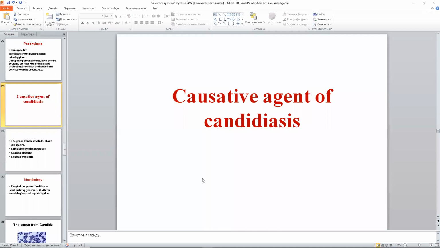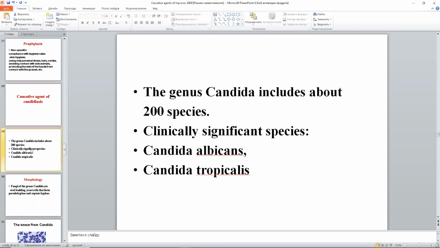And now we will talk about the causative agent of candidiasis. Candidiasis, or candidosis, are diseases caused by fungi of the Candida genus. The genus Candida includes about 200 species. Clinically significant species are Candida albicans, very often isolated from patients with candidiasis, and Candida tropicalis.